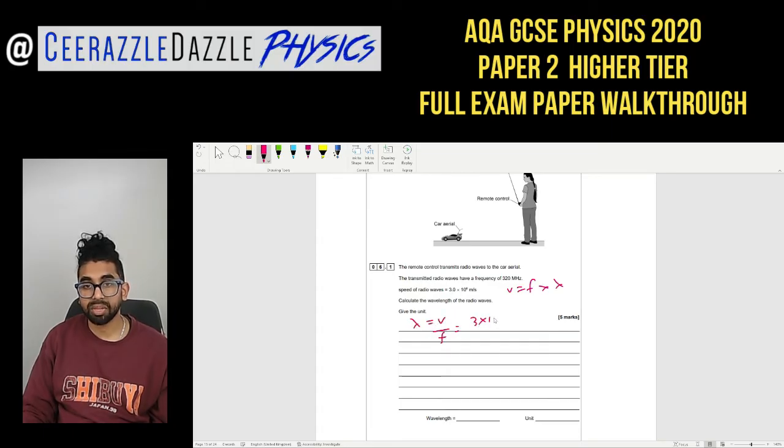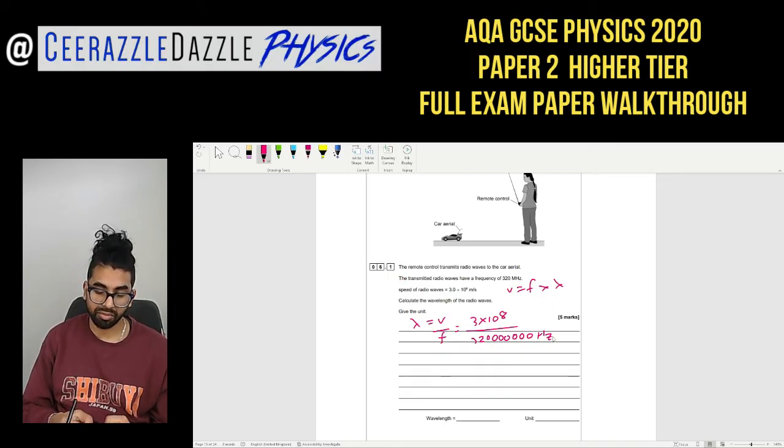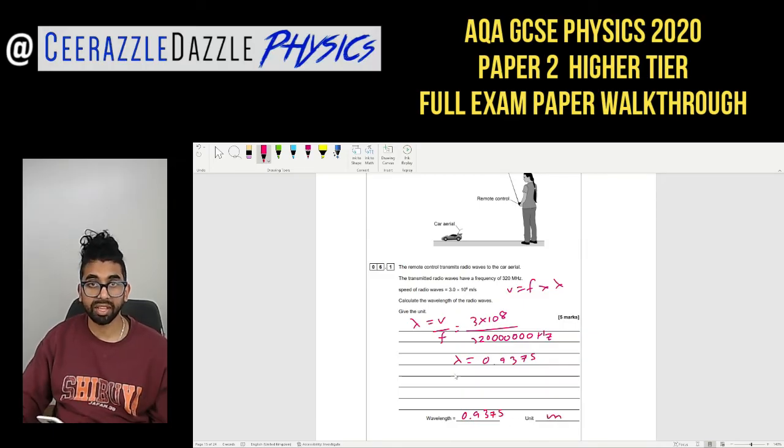So 3 times by 10 to the 8 divided by the frequency, 320, careful, mega is going to be a million, so 1, 2, 3, 4, 5, 6 zeros, hertz over here. What's going to be my answer? So it's going to be 3 times 10 to the 8 divided by 320. I'm getting the answer of lambda equal to 0.9375, and that's going to be our answer here. And the unit, don't forget, it's a wavelength, it's going to be meters, it's the length of the wave.